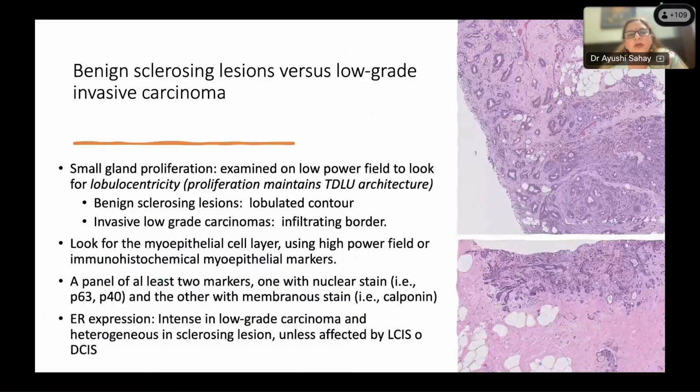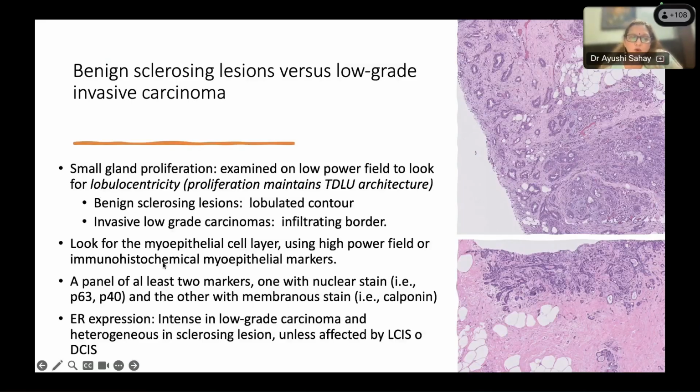So how do you differentiate benign sclerosing lesion versus low-grade invasive carcinoma? If you have a small gland proliferation, examine on low power to look for lobulocentricity. This is the previous case that I showed you. There is lobulocentricity, with no extension much beyond the confines of a lobule, but here you can see that it is extending beyond the confines of the lobule. The sclerosing lesion will have a lobulated contour, which is not there here in the tubular carcinoma, and the low-grade carcinoma will have an infiltrative edge.